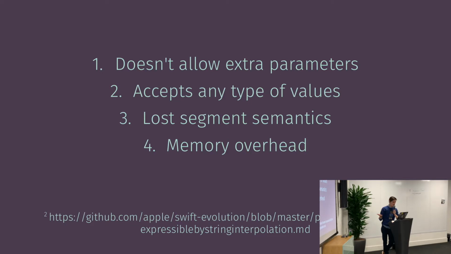So we saw that string interpolation allows us to achieve what we want. But the current design, the Swift 4 version of this design, has some limitations. First of all, it doesn't allow extra parameters in this generic init argument. It's just one argument. It can accept any type of values. It's not constrained. So because of that, we lose segment semantics. So then we need to check for the type later, which is kind of lame. And also it can have some memory overhead.